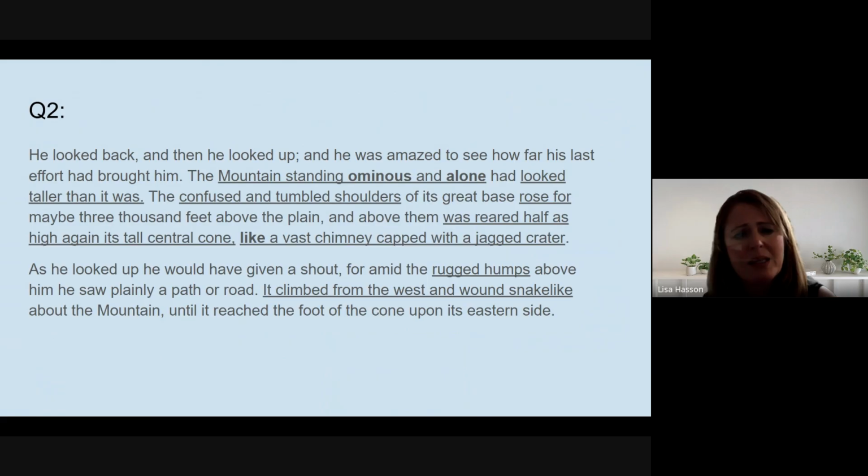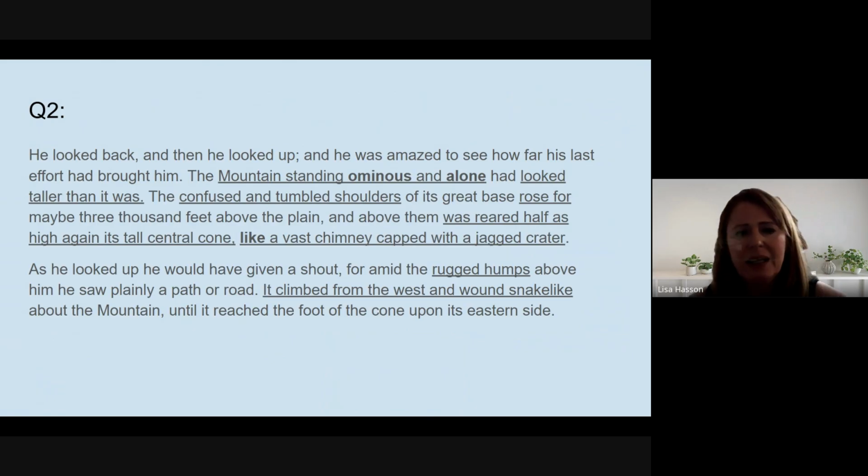And it climbed from the west and wound snake-like. So a nice alliteration there. And of course, our simile, snake-like. So what we're doing here is we're pulling out the words and phrases that tell us it's unwelcoming, and then working backwards, we're then going to try and find out which three we like the most, and then which three we feel that we could talk about confidently and name the technique that the writer has used.